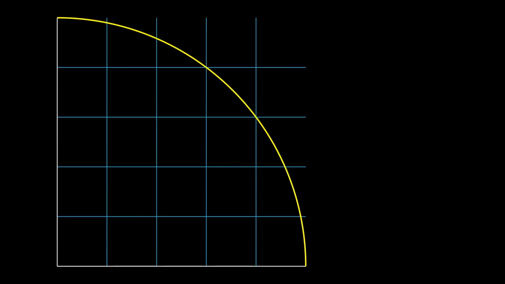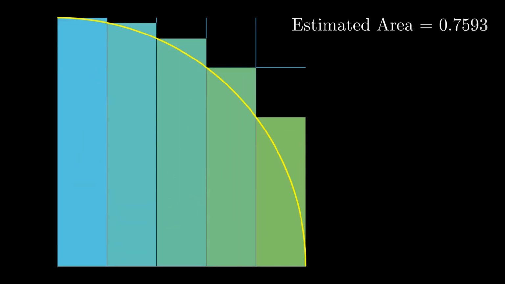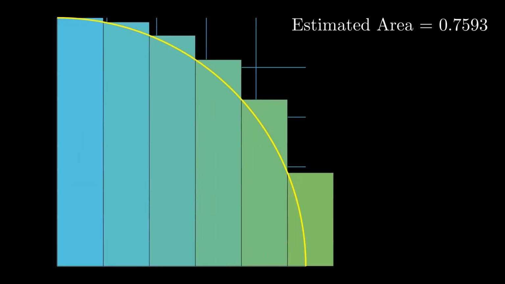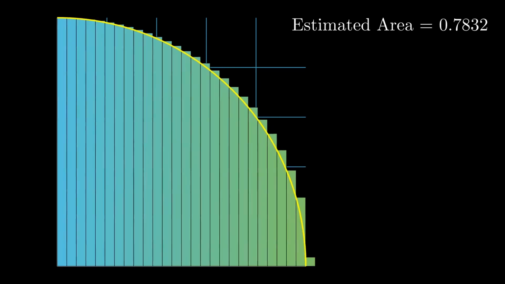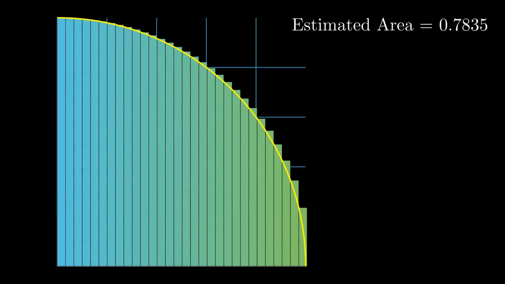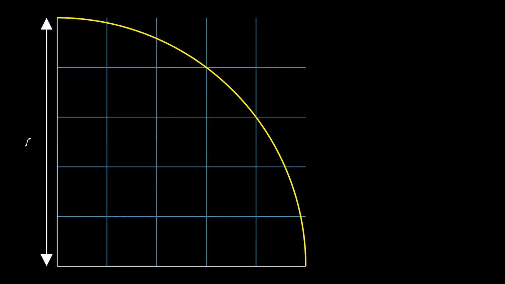But first, let's consider a unit quarter circle, and we will estimate its area using Riemann rectangles. As the number of rectangles increases, the area of the quarter circle seems to approach a certain irrational number. Let's call this pi over 4, so that pi would be the area of the whole unit circle. Now, moving on to a more general quarter circle with radius r, we propose that the area of our quarter circle is pi r squared divided by 4.